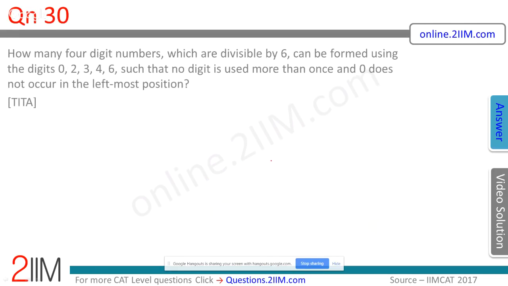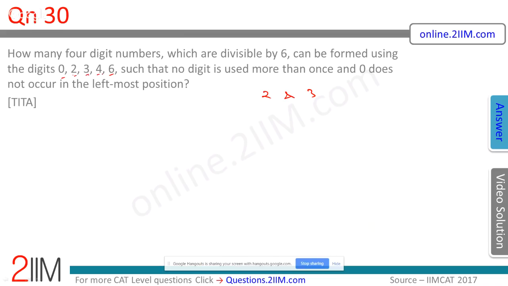How many 4-digit numbers that are divisible by 6 can be formed using the digits 0, 2, 3, 4, and 6, such that no digit is used more than once, and 0 does not occur in the leftmost position. It's the 4-digit number. So 1, 2, 3, 4, 5 digits. So one thing gets left over, which is divisible by 6. Be a multiple of 2 and of 3.